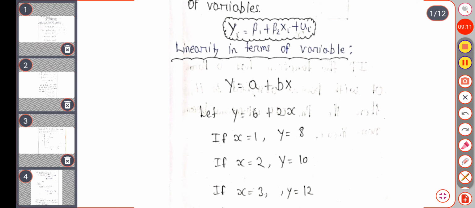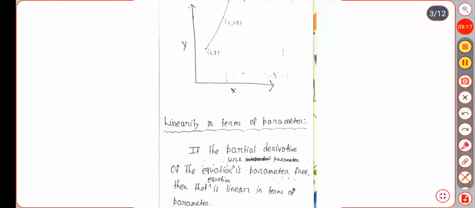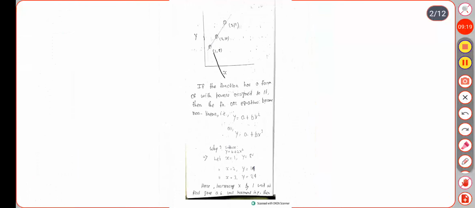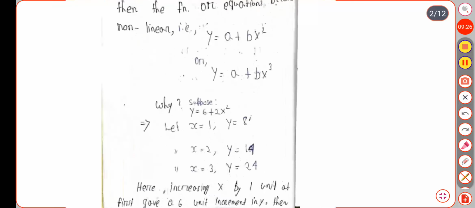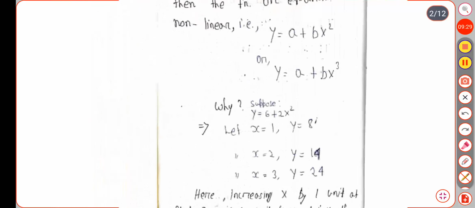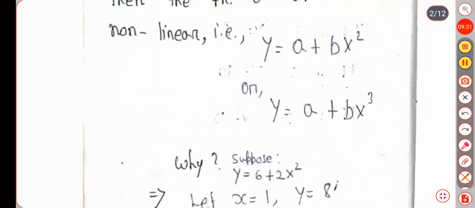And if you do the partial derivative with respect to the independent variable and you get the independent variable back, that means it is not linear in terms of variable. We can take the example of y equals a plus bx square. If you do the partial derivative of y with respect to x, you will get the answer 2x. dy/dx will be equal to 2bx. So you are getting the independent variable back. It is not being removed completely. So that means it is not linear in terms of variable.